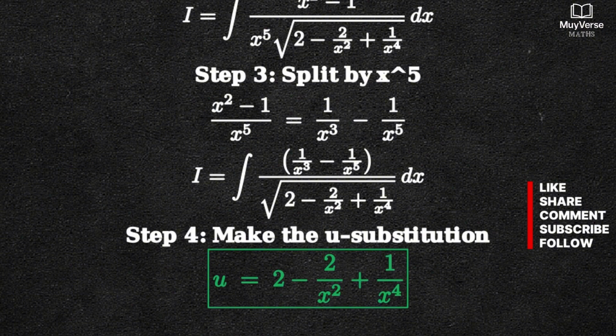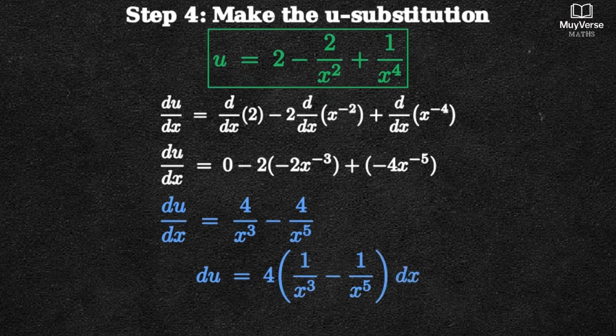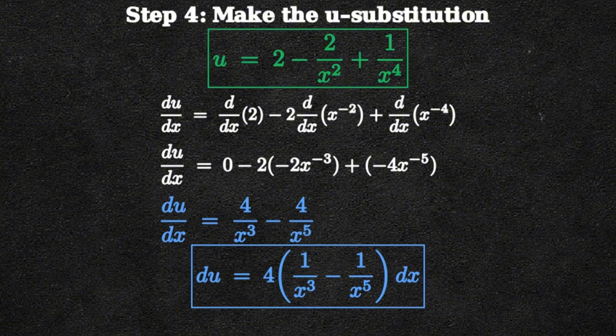Now differentiate u with respect to x. Term by term, we get 4 over x cubed minus 4 over x to the fifth. Therefore du equals 4 times the quantity 1 over x cubed.